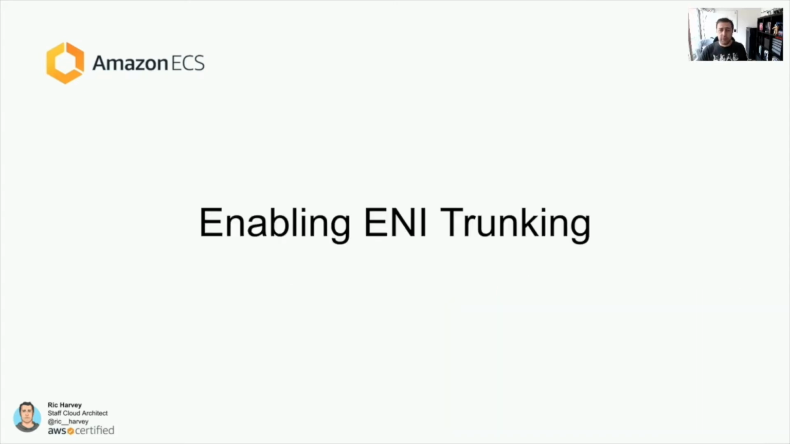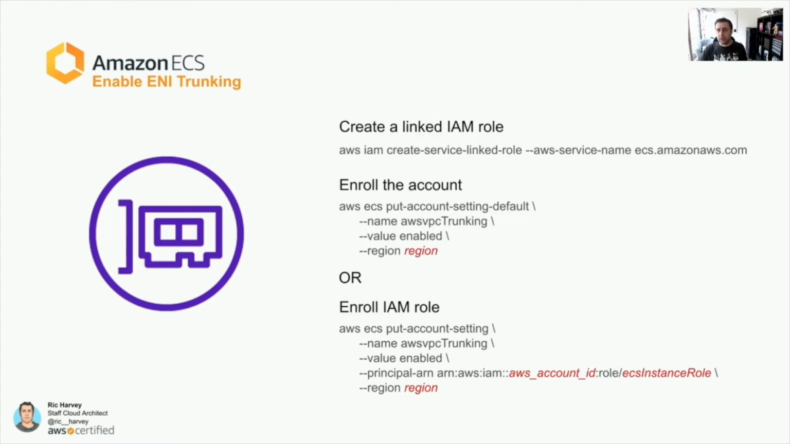Okay, how do you enable this? So enabling ENI trunking is quite simple. First of all, you've got to make sure you've got the linked IAM role in your account. And I'm going to give you a worksheet after this in GitHub. Just download and try this at home. So you create a linked IAM role. If you've already got ECS, you may have this role created, so don't worry if you get an error back from the command.